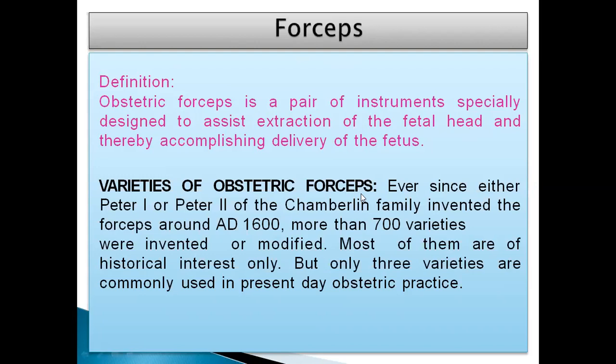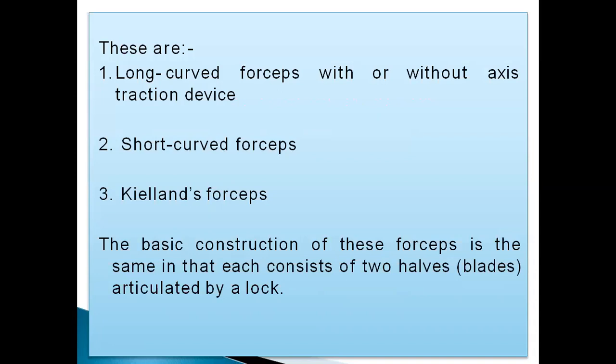Peter 1 and Peter 2, they are from the Chamberlain family. They invented the forceps around AD 1600, and more than 700 varieties of forceps were invented, and later they modified them also. But only three varieties are commonly used in obstetrics. So the first one is long curved forceps with or without axis traction device. Then short curved forceps, then Kielland forceps. These three forceps are most commonly used nowadays.